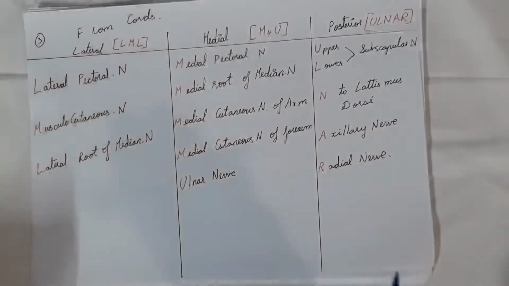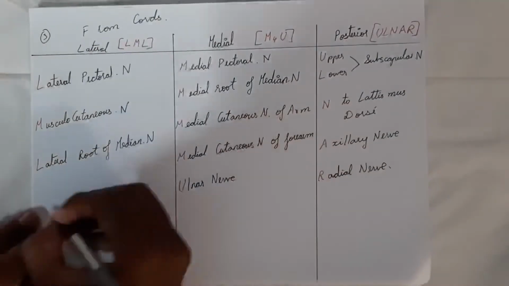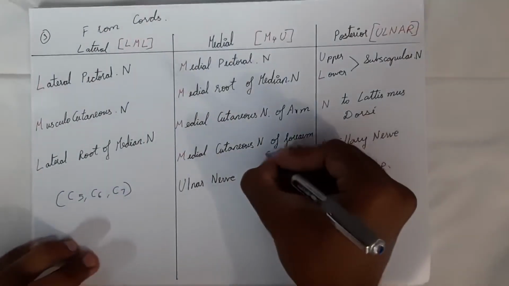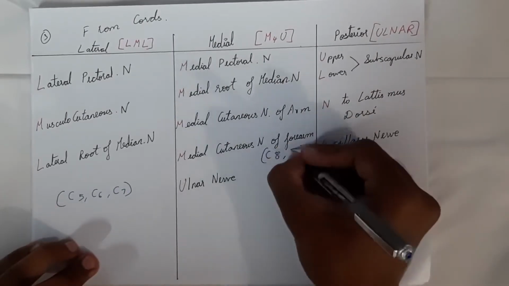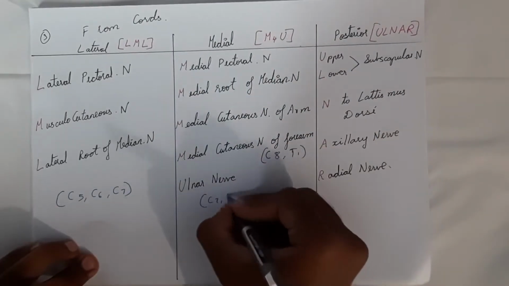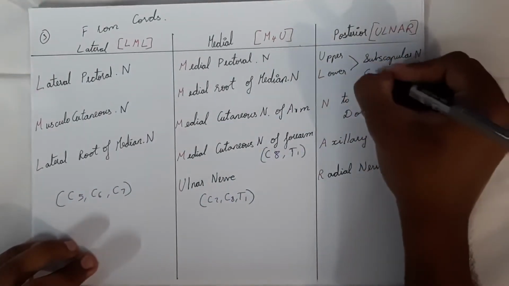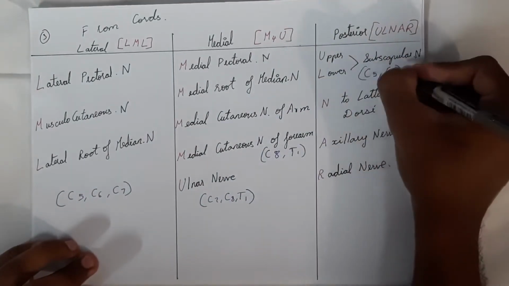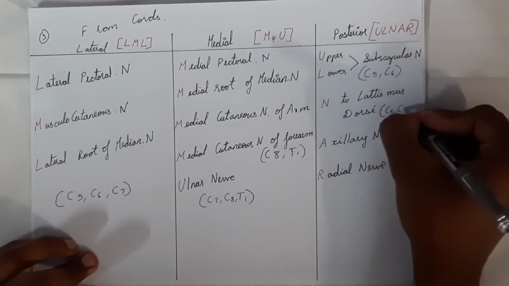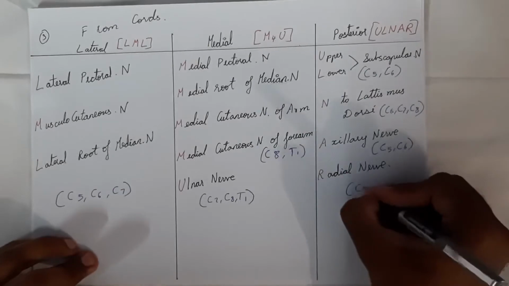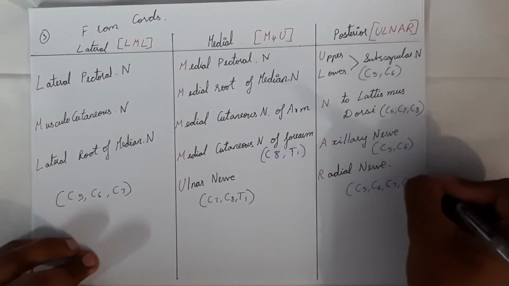And now we move on to the root values of each and every nerve. For everything in the lateral cord, it is C5, C6 and C7. And for all the M's in the medial cord, it is C8, T1. And for the ulnar nerve specifically, it is C7, C8 and T1. And for the posterior cord, upper and lower subscapular nerves have C5, C6. Latissimus dorsi has C6, C7, C8. For axillary, it is C5, C6. And radial, it is C5 all the way to T1.